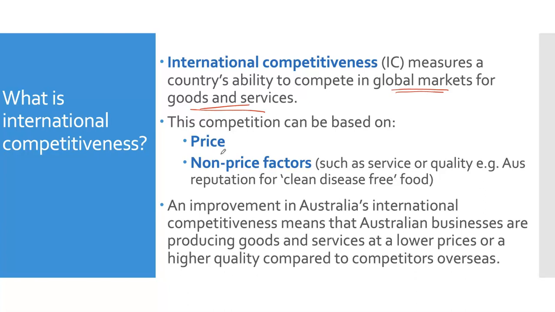When I say an improvement in international competitiveness, and we're going to be focused on Australia here, essentially what we are saying is it is improved because Australian businesses have been able to produce goods and services at either a lower price or a higher quality compared to its competitors. And if they're doing that, they are improving in their international competitiveness. So Australia should always be striving to produce goods at a higher quality or improve the price at which they can produce goods of the same quality.